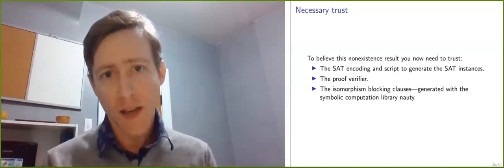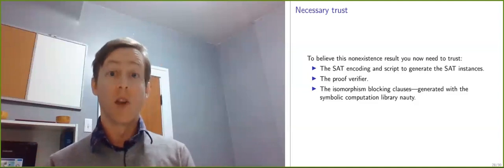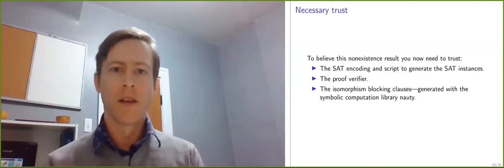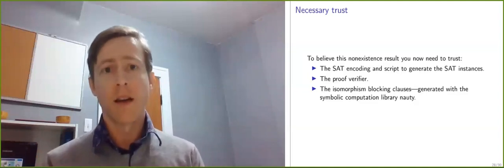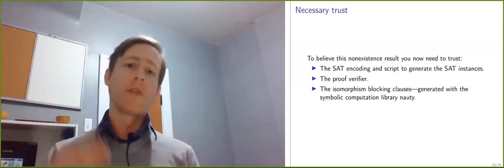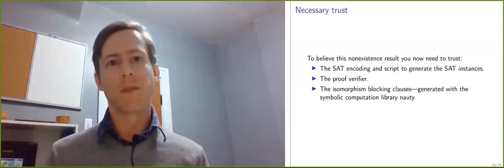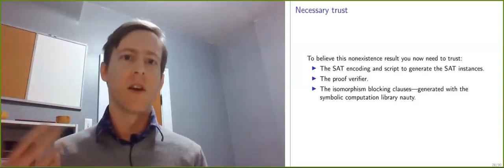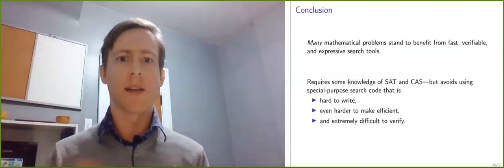And the third case is you also have to trust the isomorphism blocking clauses. We used a CAS known as Nauty. This is a library that is well written, but it's probably the most complicated software that we relied on. However, whenever Nauty said that two things were isomorphic to each other, we were able to explicitly verify that isomorphism. So that gives us some assurance that Nauty was performing things correctly.